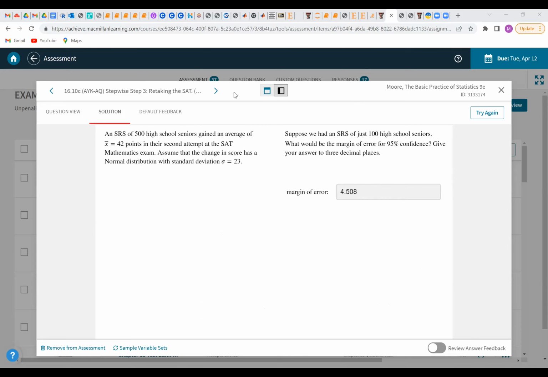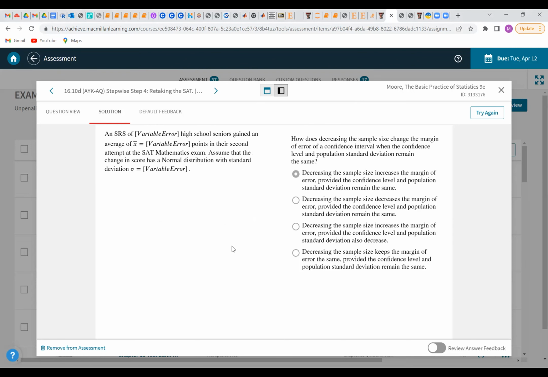Okay, so let's move to the next one. Here it is given that a simple random sample of high school seniors gained an average score of X bar. And the question is, how does decreasing the sample size change the margin of error? So if we decrease the sample size, what will happen to the margin of error? We know that M is equal to Z star times sigma over square root of n. So n is in the denominator. n is the sample size.